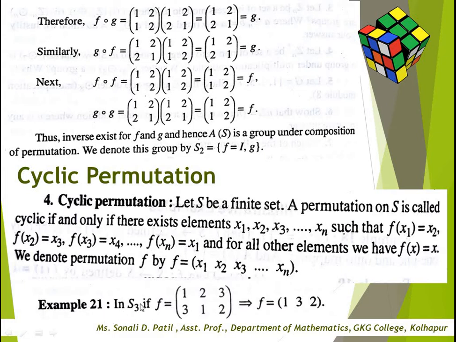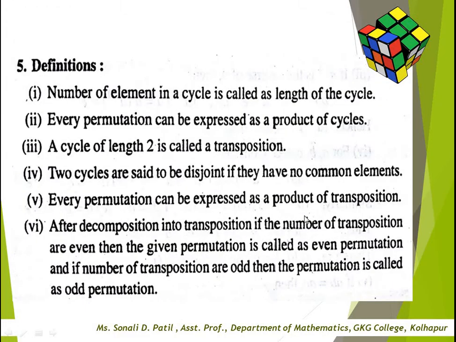For example, in S3, if f is equal to first row 1 2 3 and second row 3 1 2, this implies that f is equal to, here 1 maps to 3 and 3 maps to 2, so f is equal to (1 3 2). Okay, now there are some basic definitions.